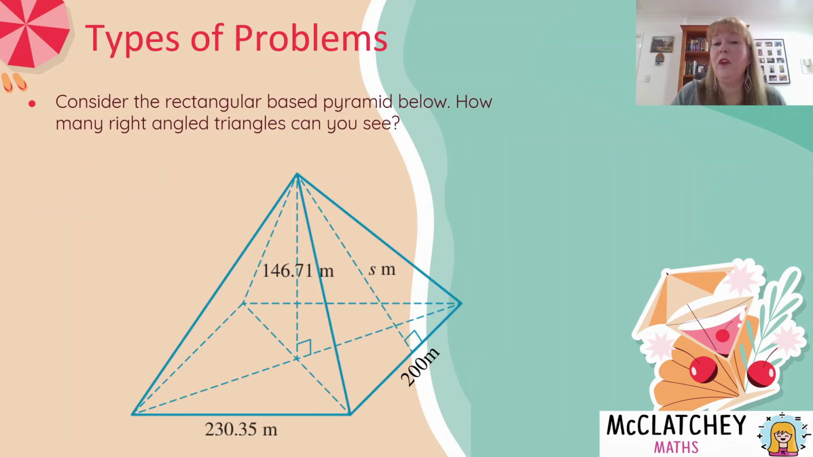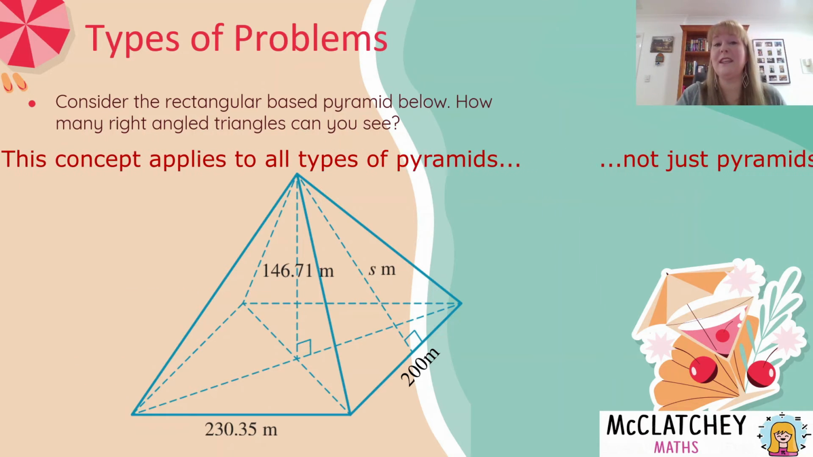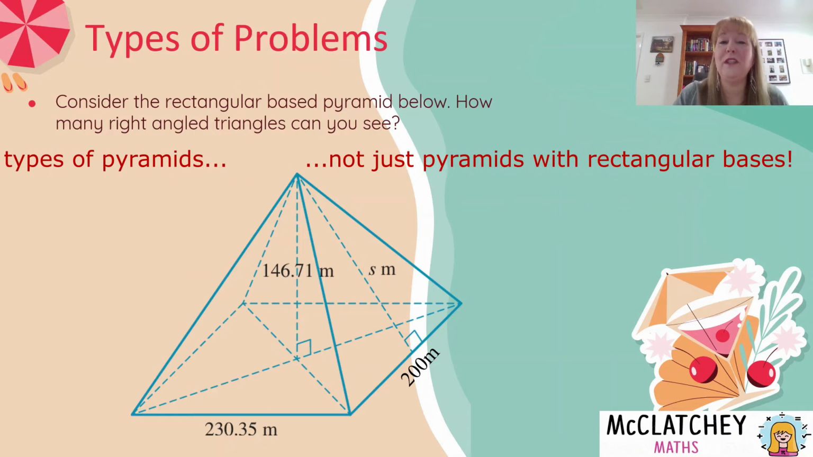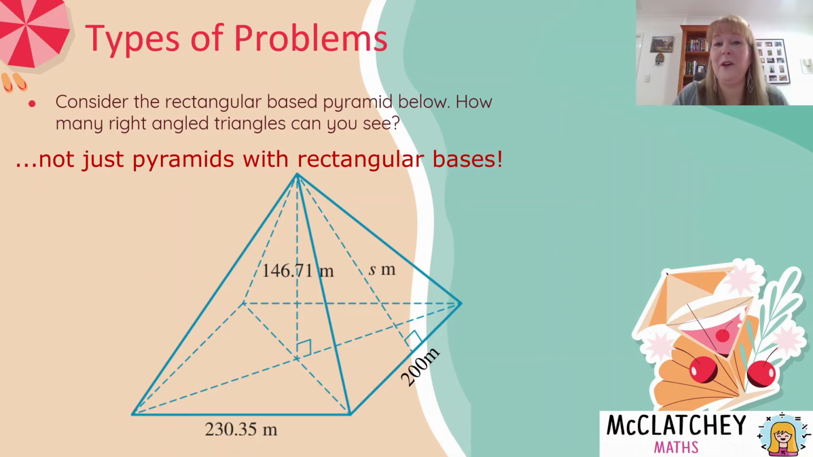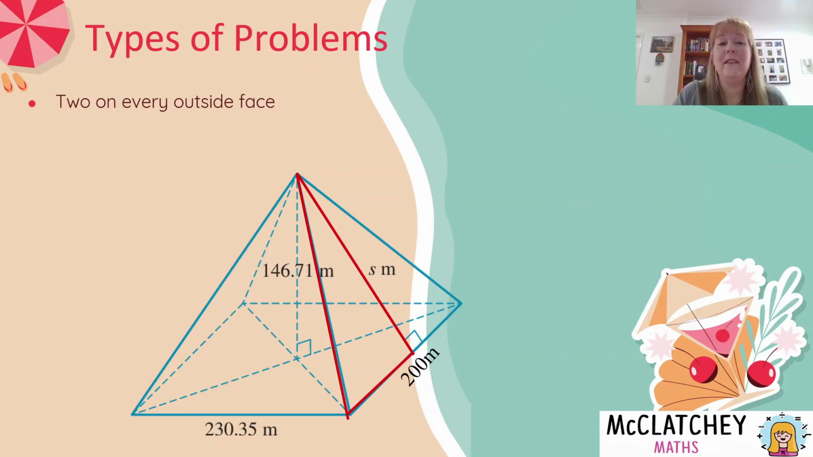So for example, you can also see lots of these kinds of problems with rectangular base pyramids. And in this particular diagram, there's loads of right-angled triangles. Pause here and see how many right-angled triangles you can spot inside this particular pyramid. Well, there are 4 in the base, as you can see. We've got 4 there. There are 2 on every outside face. I'm just showing you 1, but on every outside face there's 2. So if we've got 4 in the base, and then we've got 4 faces on the front, so that's 8 more there, so that's 12 right-angled triangles.